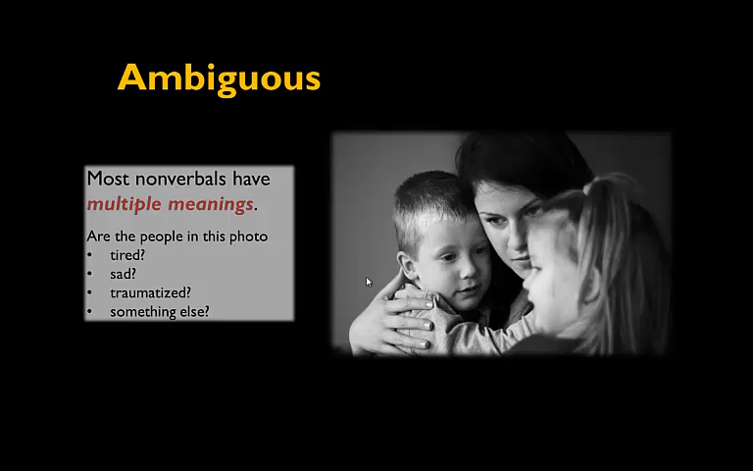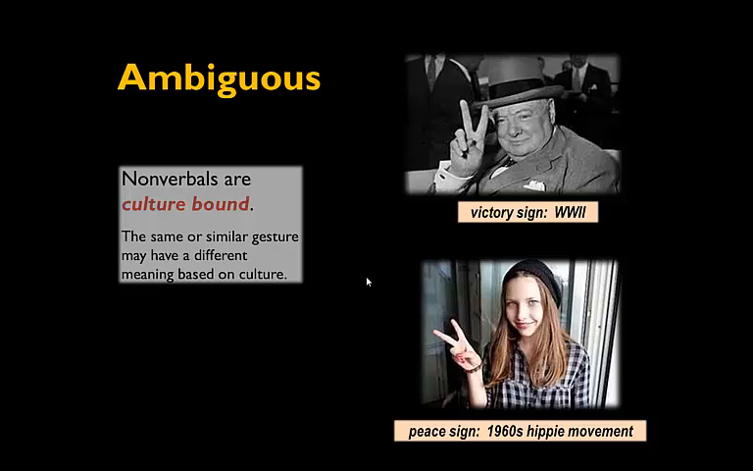And the last reason why nonverbals are ambiguous is that they are very culture bound. So the same or similar gesture may have a different meaning based on our culture. So in a lot of cultures, particularly our culture, we value eye contact. In other cultures, some Asian cultures, direct eye contact, or a lot of direct eye contact, is considered disrespectful. So you've got to be aware of the cultural differences.